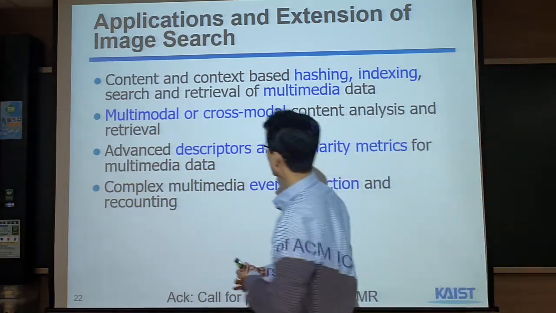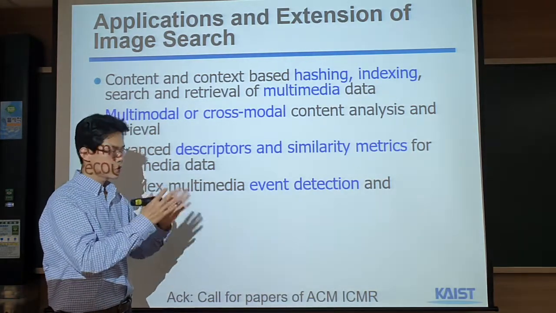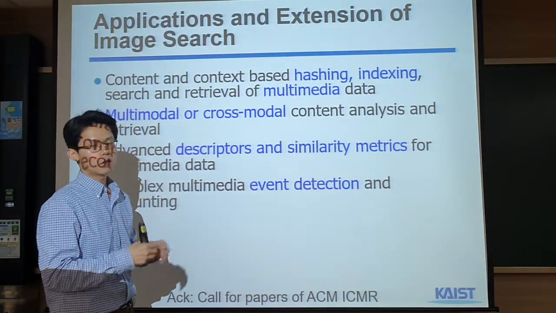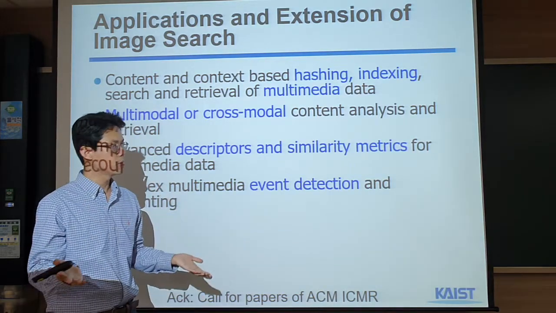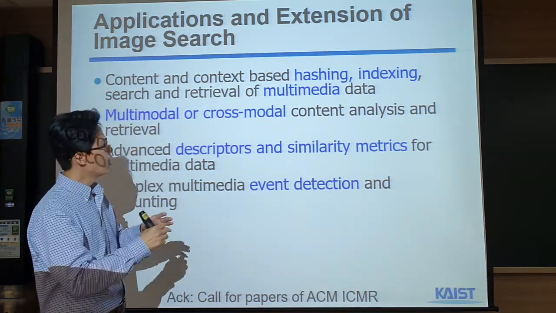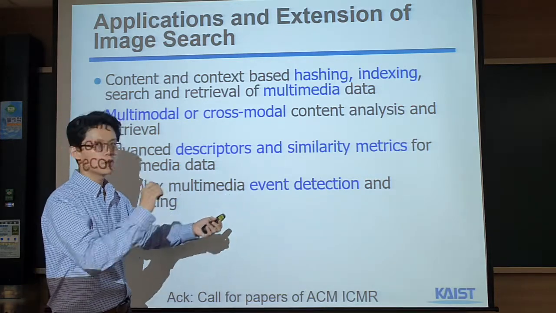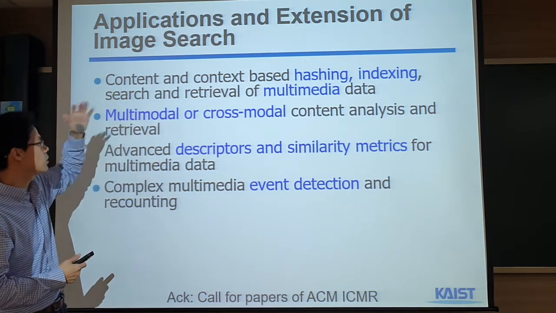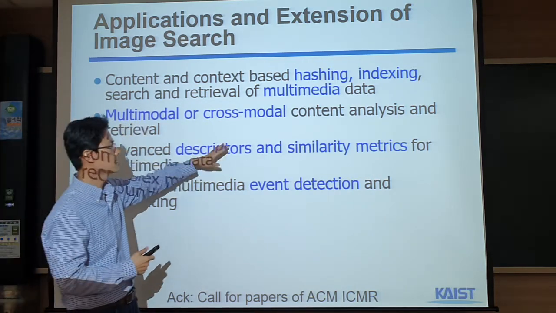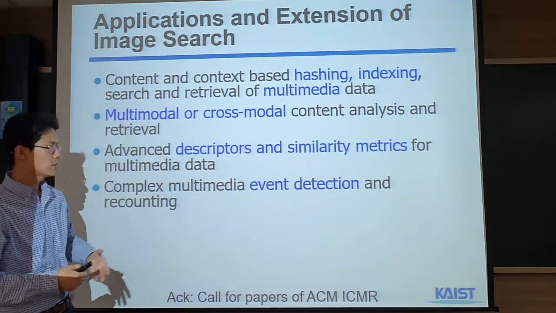Also, we can think about multimodal or cross-modal search. For example, searching from a sketch to a regular RGB image could be cross-modal. Or we may want to identify results with an image and text, and then we think about this multimodal issue. Along those lines, there are the descriptors and similarity metrics. In this class, we talk about some of them, but there are a lot of issues.